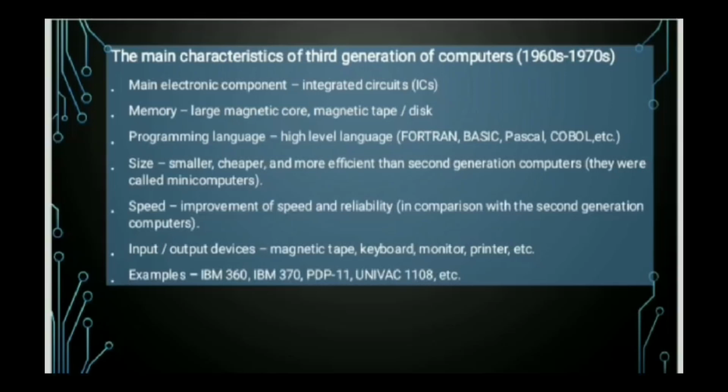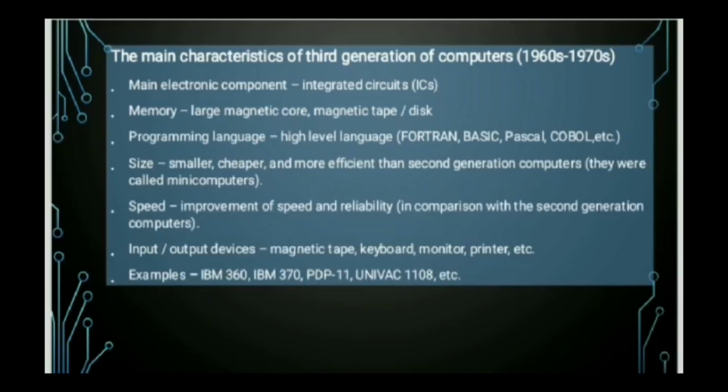Third generation computers could carry out instructions in billionths of a second. The size of these machines dropped to the size of a small filing cabinet. Speed: improvements of speed and reliability in comparison with second generation computers. Transistors were placed on silicon chips called semiconductors, which drastically increased the speed and efficiency of the computer. Input-output devices: magnetic tape, keyboard, monitor, printer, etc.